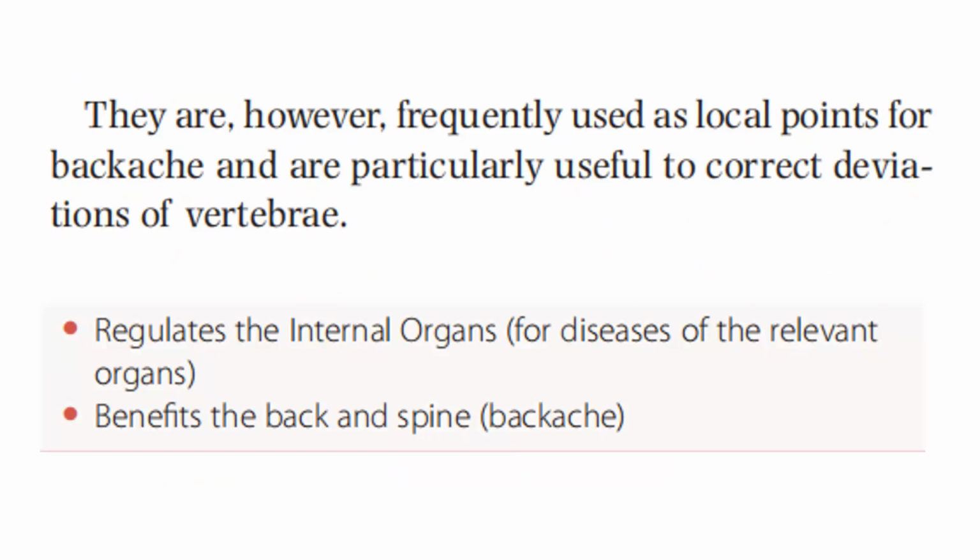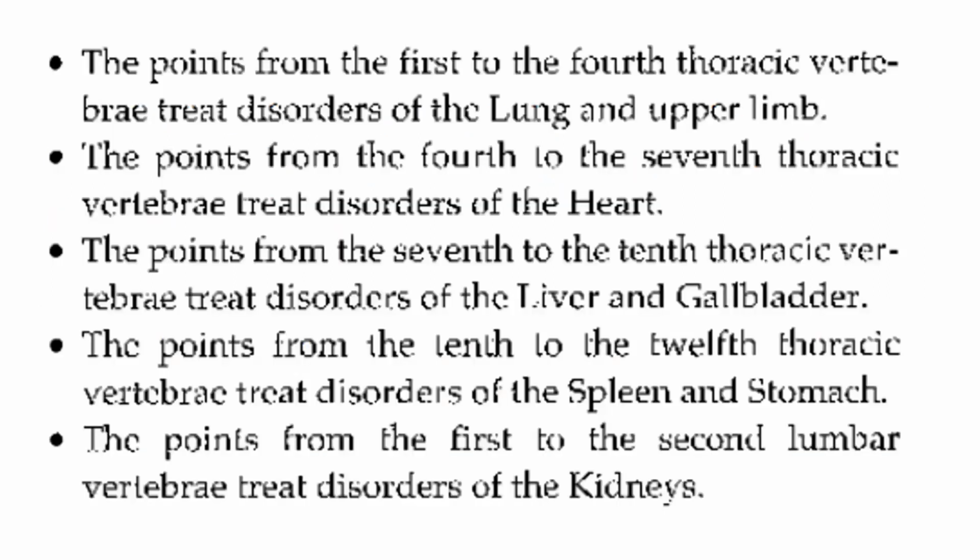It regulates the internal organs for diseases of the relevant organs. It benefits the back and spine in backache. Points from the first to the fourth thoracic vertebrae treat disorders of the lungs and upper limb. Points from the fourth to the seventh thoracic vertebra treat disorders of the heart. The points from the seventh to the tenth thoracic vertebra treat disorders of the liver and gallbladder. Points from the tenth to the twelfth thoracic vertebra treat disorders of the spleen and stomach.